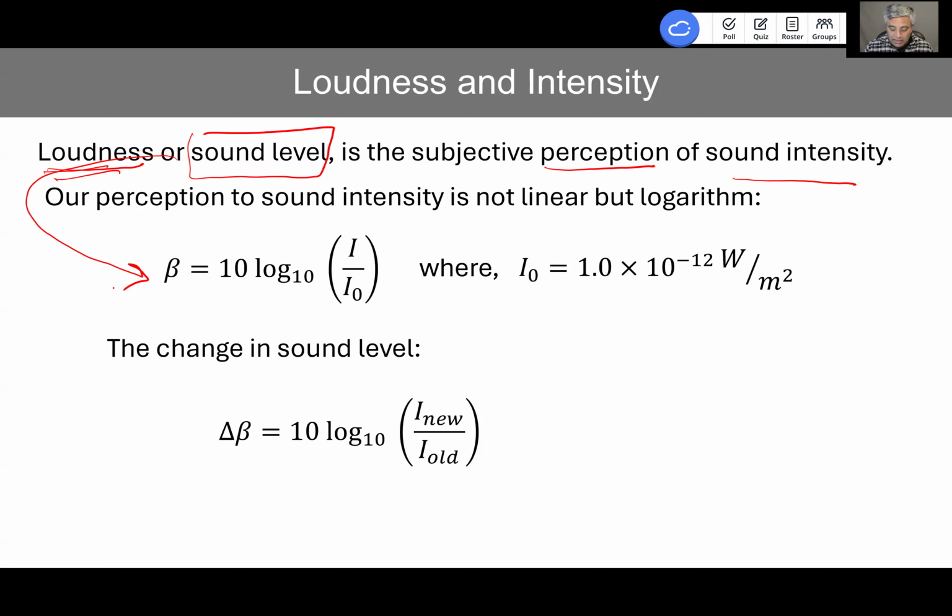Okay, and you can see this is the ratio of two intensities, and this I0 intensity is a constant. What is it?